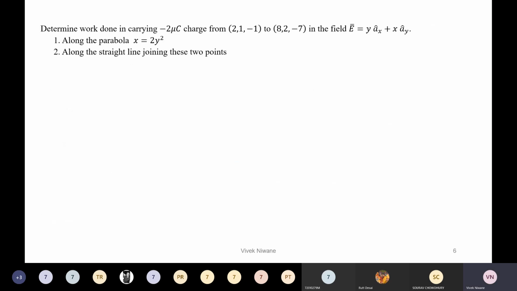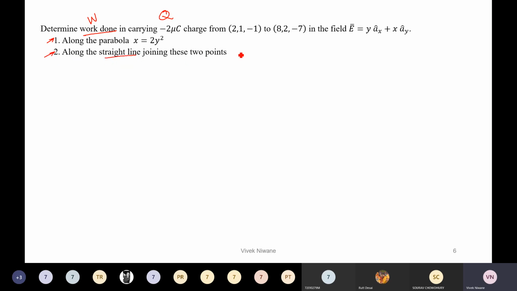Let us go for the next numerical. Write down along with me. Determine work done. We are asked to calculate the work done in carrying some amount of charge from a point to another point in the field E bar expressed as y ax cap plus x ay cap, and we need to find the work done in the first path, that is along the parabola x is equal to 2y square, and the second path along the straight line joining these 2 points.